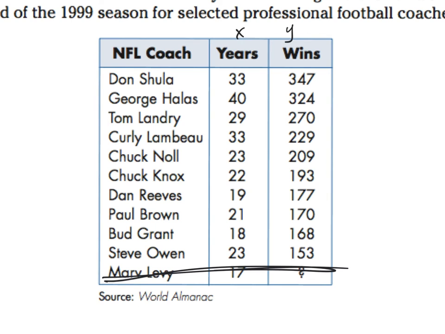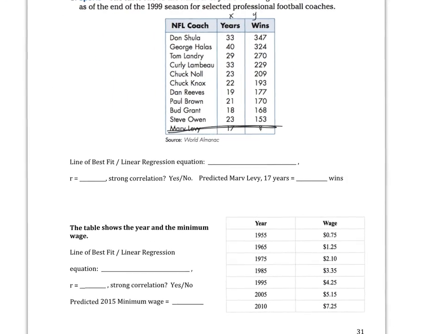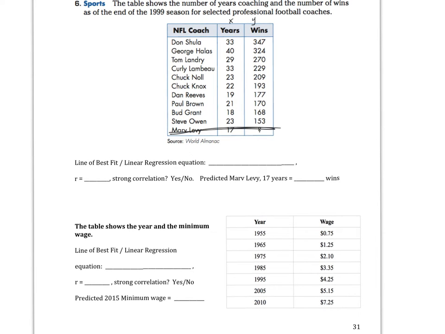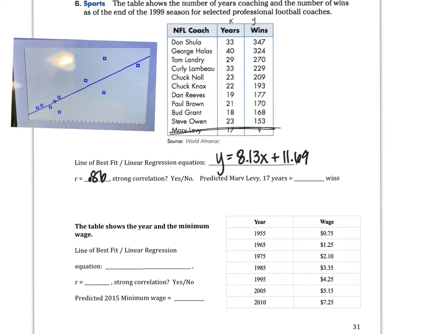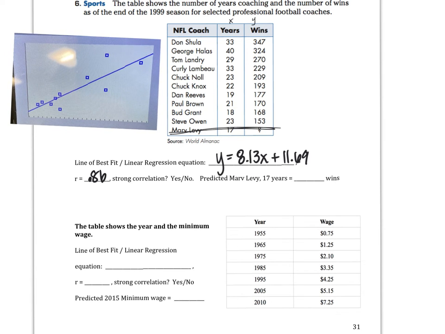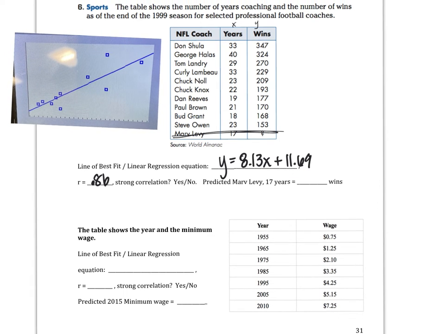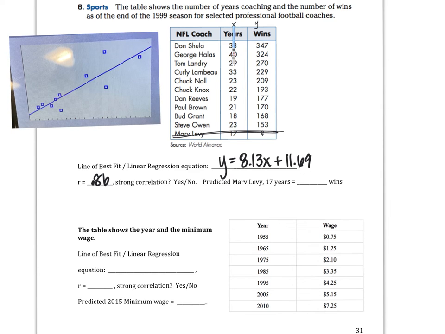You guys, what did you wind up getting for your Y equals MX plus B? 8.13X plus 11.69. Okay, what was your R value? 0.86. And does anyone have their graph up by chance so that I could take a picture? Does this look like we have a positive correlation? Meaning, how could we say that in a sentence? What were our variables we were talking about?